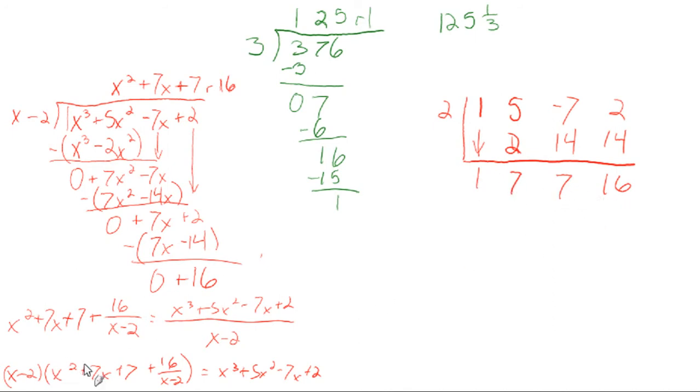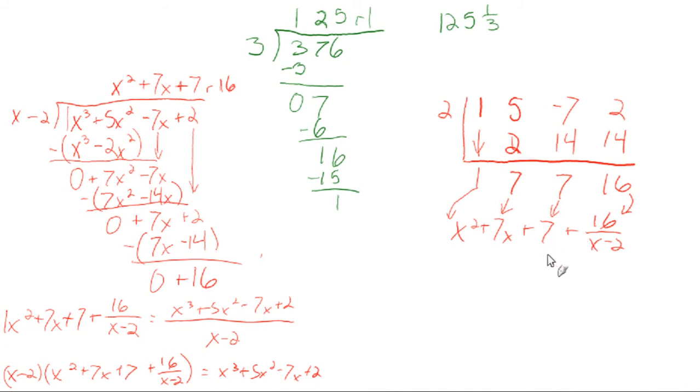So take a look here at this one. 1, 7, 7, 16. x squared plus 7x plus 7 plus 16 over x minus 2. There's your 1 right there. There's your 7, your other 7, and your 16. So you get all the same stuff out of a much shorter process.